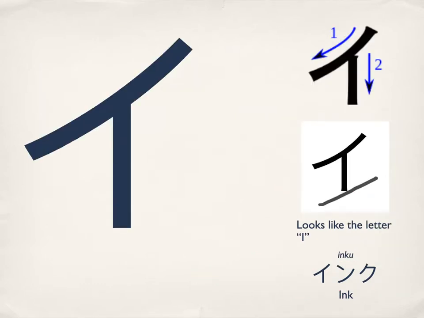E is a little bit tricky, I think, because it's fairly nondescript. You have ichi, ni, and then if you make another stroke at the bottom, it kind of looks like a capital I. Actually, the next katakana looks like a capital I, but anyway, this is supposed to be helpful. One word that uses this is inku.